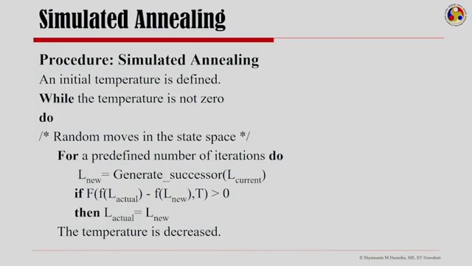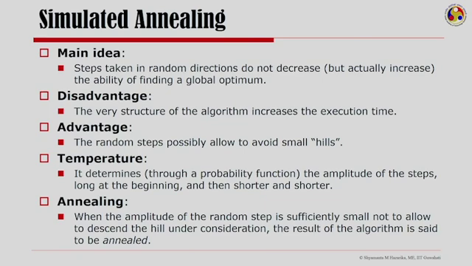So, here is the simulated annealing procedure. While the temperature is not 0, I would love to do a predefined number of iterations. I generate the successor of the current state and look at their f values. If the difference is still greater than 0, then I take the actual one to be the new one, and the temperature is decreased and this process is continued further. So, the main idea is that I take steps in random directions, but steps taken in random directions do not decrease the ability of finding a global optimum. The disadvantage is that the very structure of the algorithm increases the execution time. However, the random steps possibly allow us to avoid small hills, and that is a great advantage.